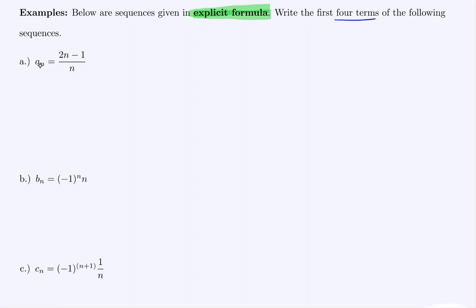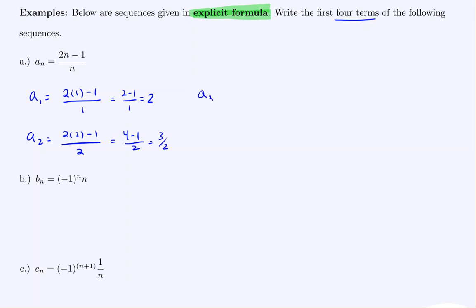The way our first sequence works, a sub n, is it takes the n value and it says we're going to say 2 times that n value minus 1, all divided by the n value. So for the first term, a sub 1, that would be 2 times 1 minus 1 divided by 1, which simplifies to 2 minus 1 over 1, which is 2. A sub 2 would be, now n is 2, 2 times 2 minus 1 divided by 2. 4 minus 1 divided by 2 is 3/2.